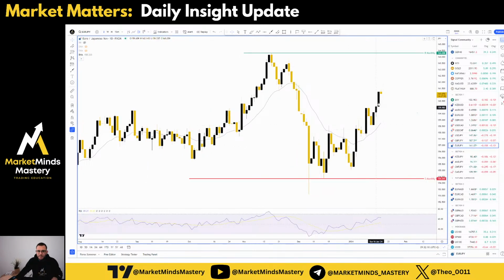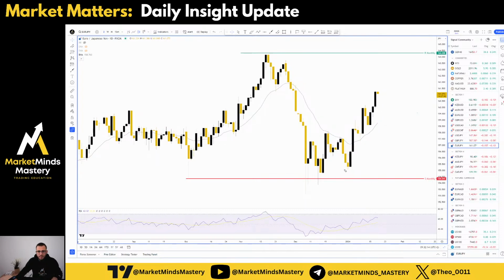Euro JPY, same. Price makes higher highs and higher lows. An uptrend, clear uptrend, guys. So we are looking to buy. We don't know for how long this is gonna keep moving upwards before the retracement, but everything is still bullish here.